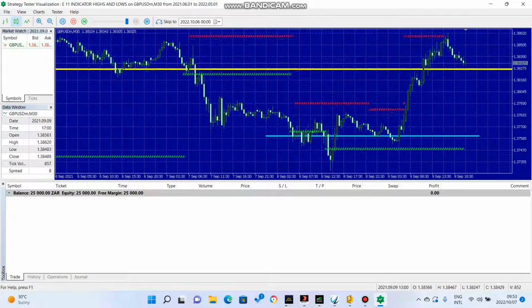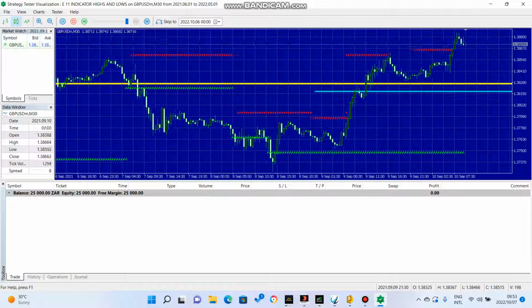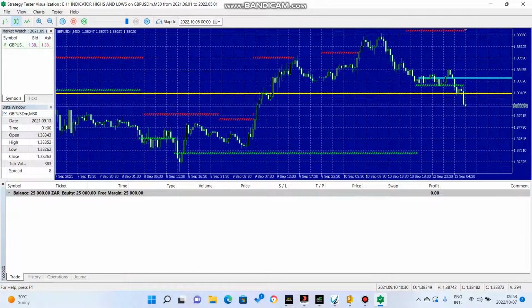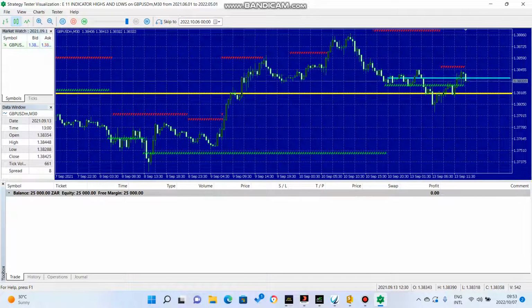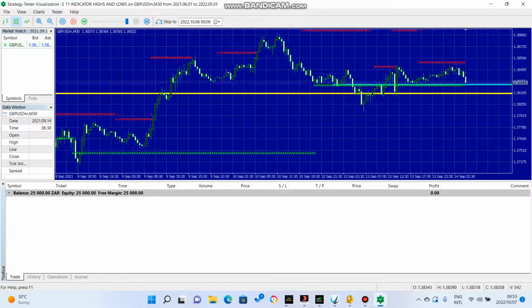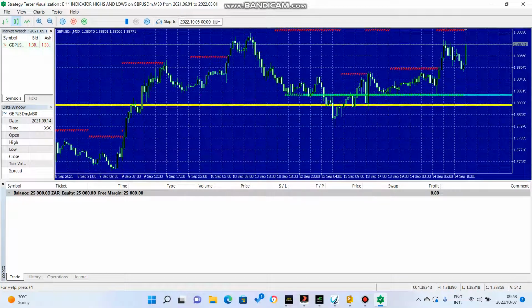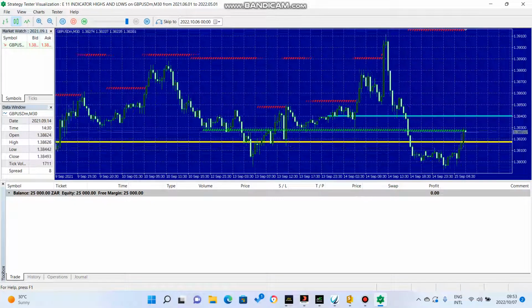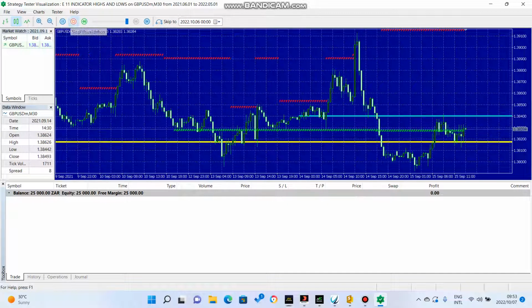So now we wait for the daily to move back above the weekly. Now the daily is above. We now begin to wait for price to confirm that we will be buying. Look at that. We are now bought. We're now in profit. Look at how beautiful this is. Awesome, guys.